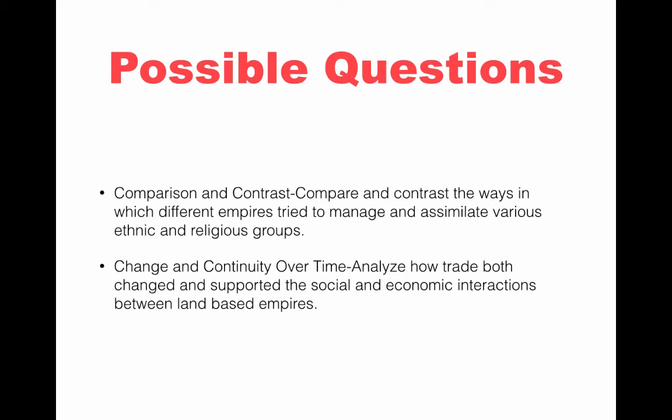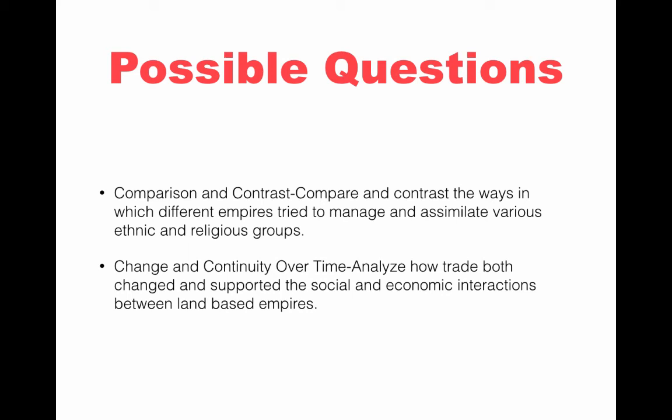Comparison and contrast: compare and contrast the ways in which different empires try to manage and assimilate various ethnic and religious groups. We see these huge land-based empires oftentimes having to deal with how do they bring in all these different groups of people. And last up, change and continuity over time: analyze how trade both changed and supported the social and economic interactions between land-based empires.